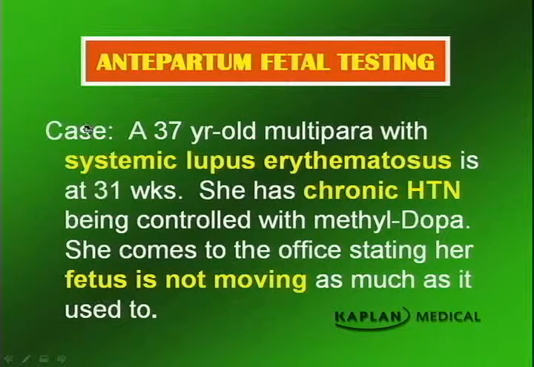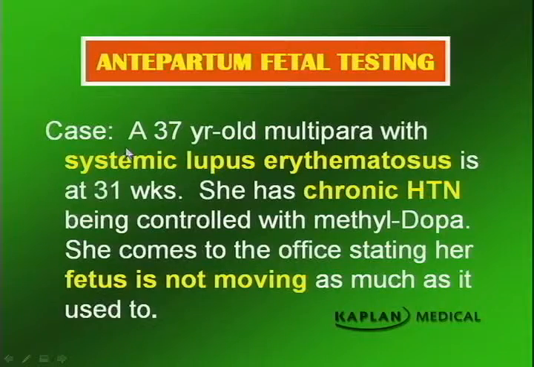Let's look at our patient here in this case. A 37-year-old multipara with systemic lupus erythematosus is at 31 weeks gestation. Does she have any risk factors for concerns about the fetus and its well-being? Number one, systemic lupus, vascular disease, decreased placental perfusion. She also has chronic hypertension being controlled by methyldopa. There is a second risk factor.